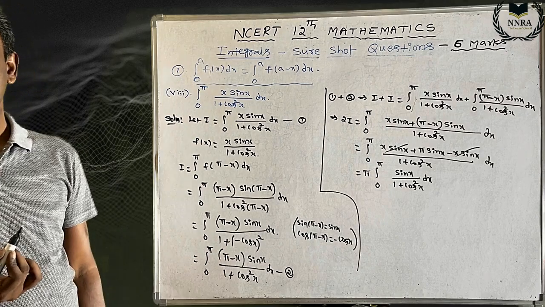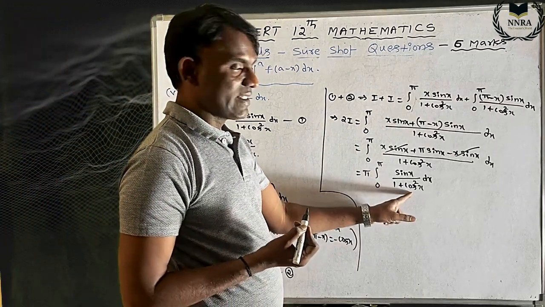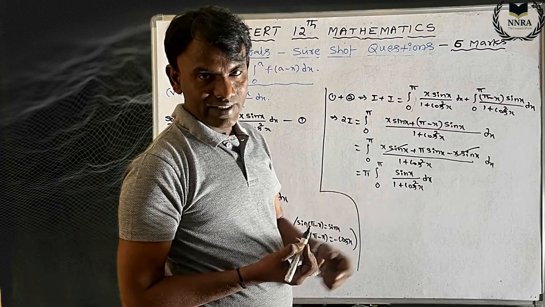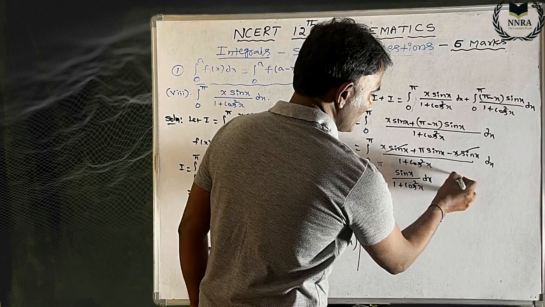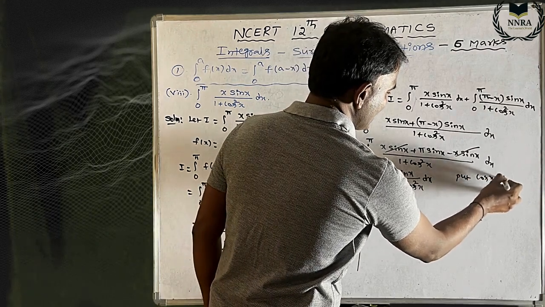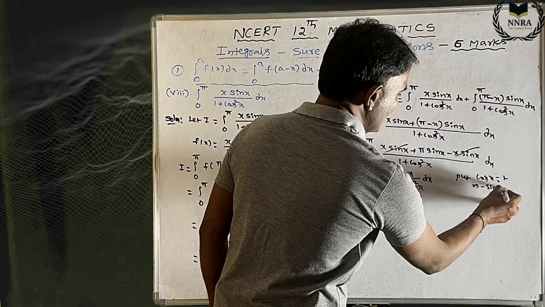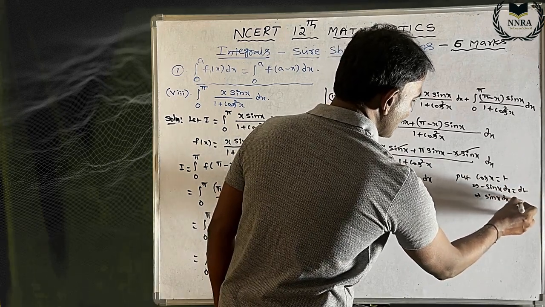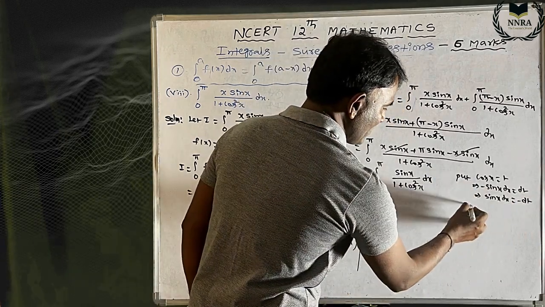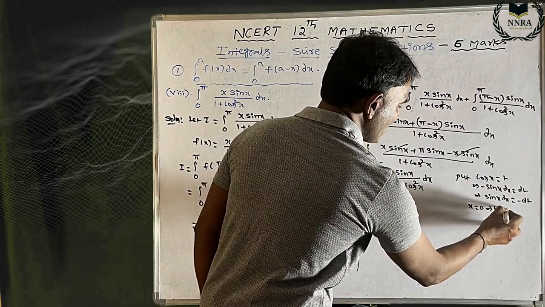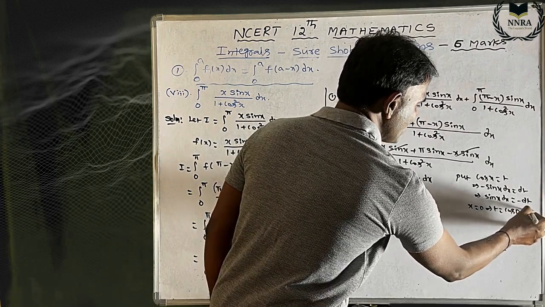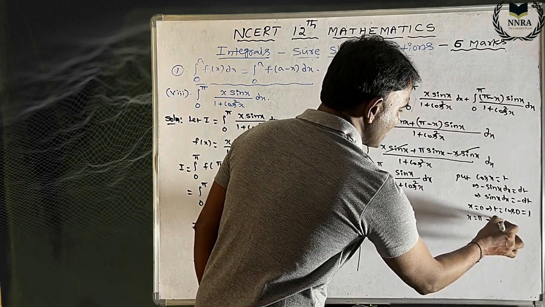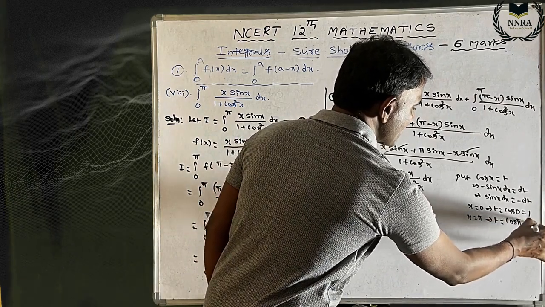Now how to simplify this? Suppose we substitute cos x equal to t, then we get minus sin x dx equal to dt, then sin x dx equal to minus dt. Okay? That is the substitution. Now lower limit of x is 0, then t equal to cos 0. Cos 0 is equal to 1. And upper limit x equal to pi, so t equal to cos pi. Cos pi means minus 1.